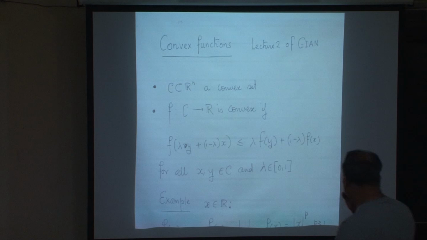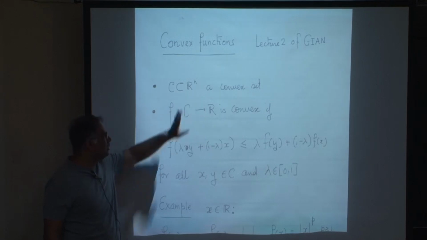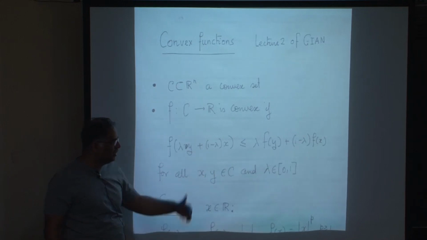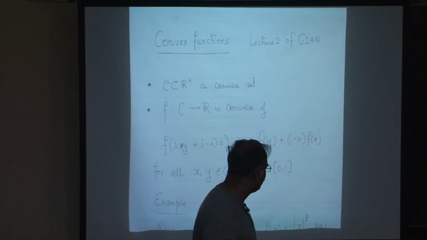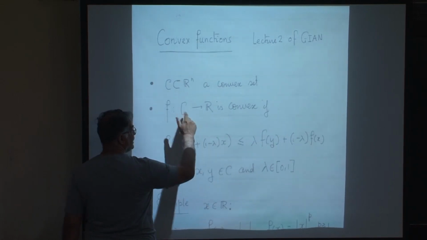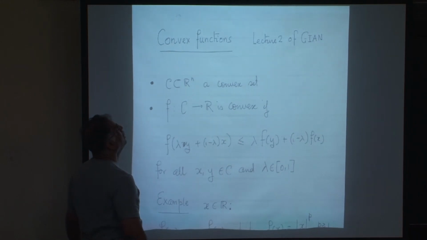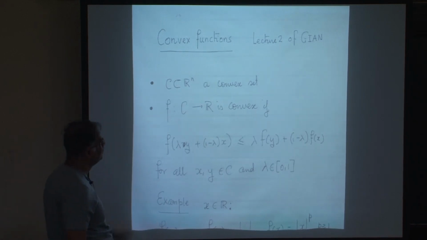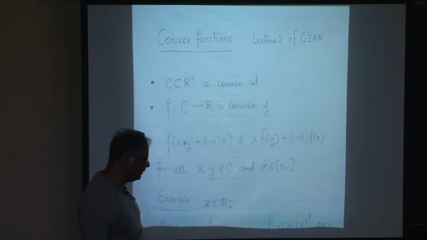So a convex function is defined in the following way. If you have a subset C of Rn which is a convex set, then a function is said to be convex if this inequality holds for all x, y in C and any lambda between 0 and 1. Of course, this is well defined because lambda y plus 1 minus lambda x is in C, because C is convex. So this is a very well defined functional value.